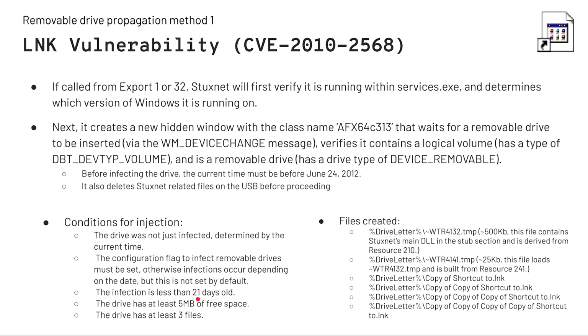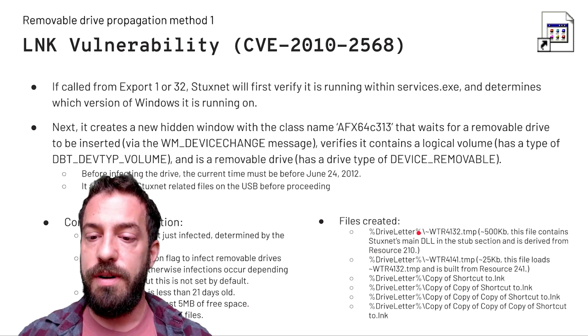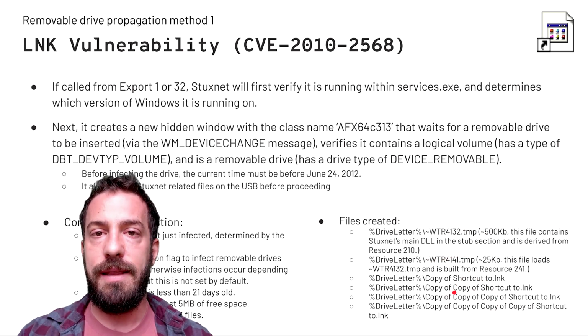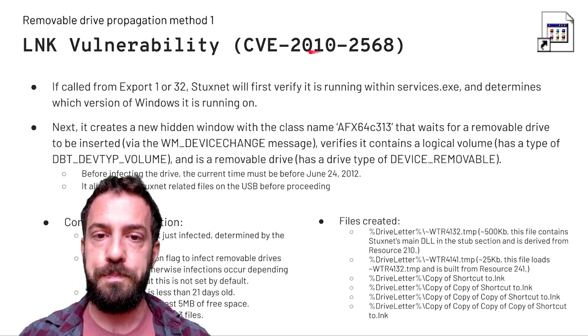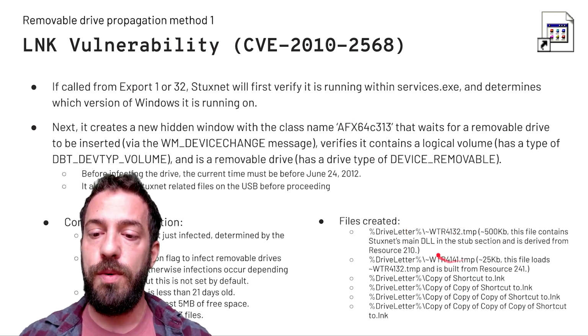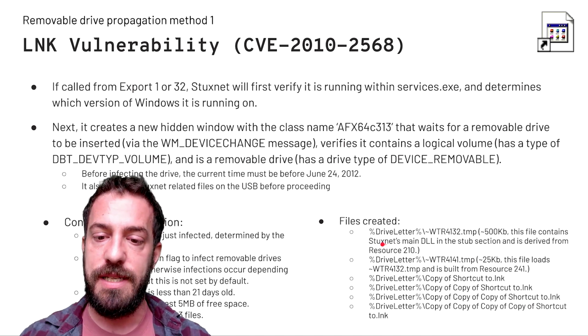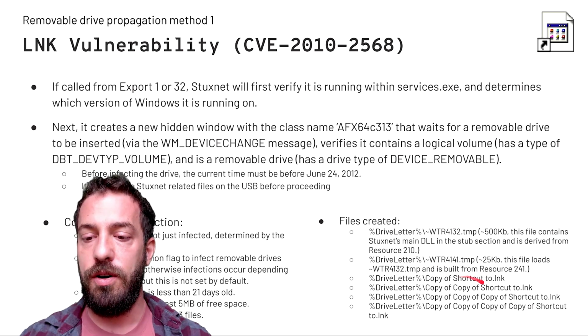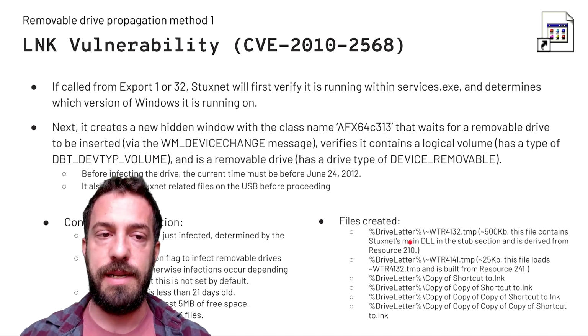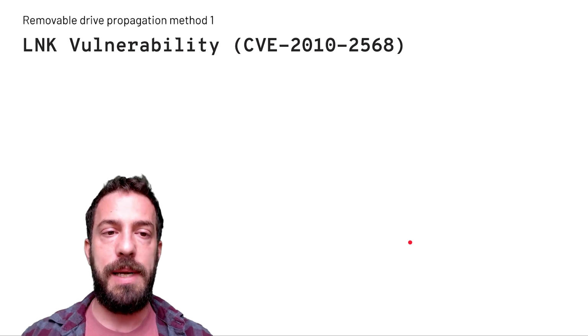Infection is less than 21 days old. The drive has some free space, and the drive has at least 3 files, so it doesn't look suspicious. And it would create the files we saw before, the 4 LNK files that had specially crafted code in them to exploit that vulnerability, and the 2 files that would essentially be Stuxnet itself. So this is the Stuxnet main DLL, 500 kilobytes, and the other one that would exploit the vulnerability of the LNK to load Stuxnet. Now let's see what this vulnerability is about.